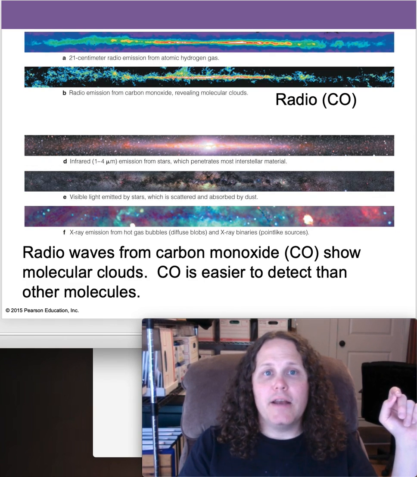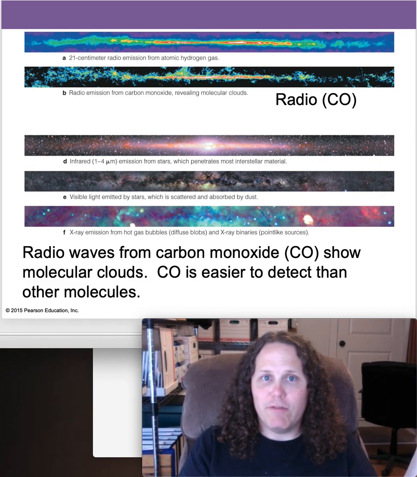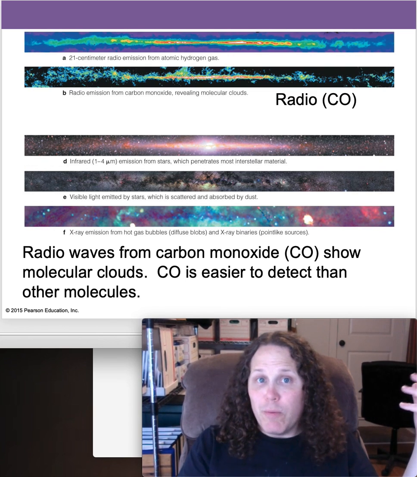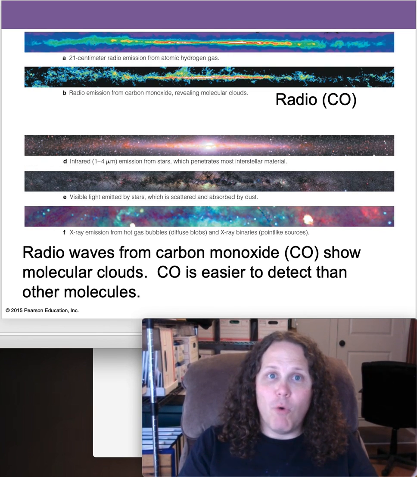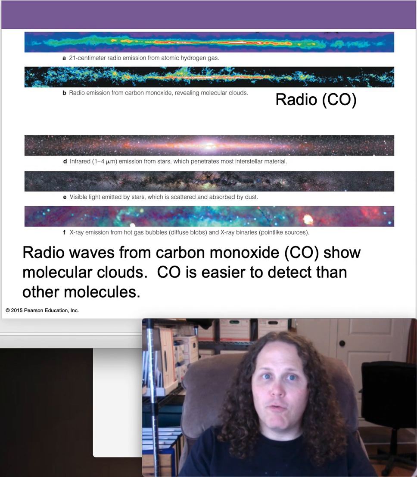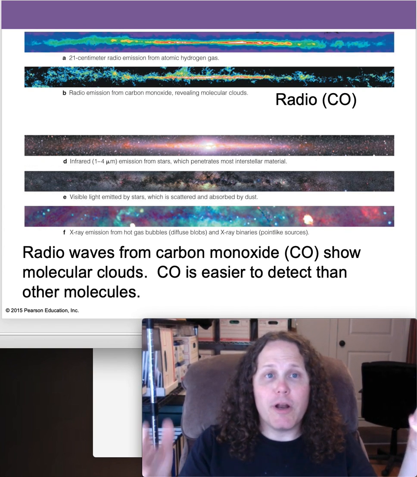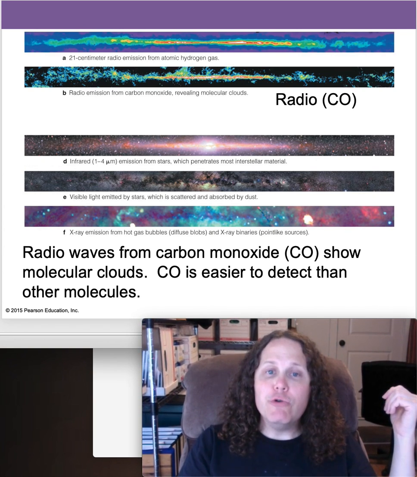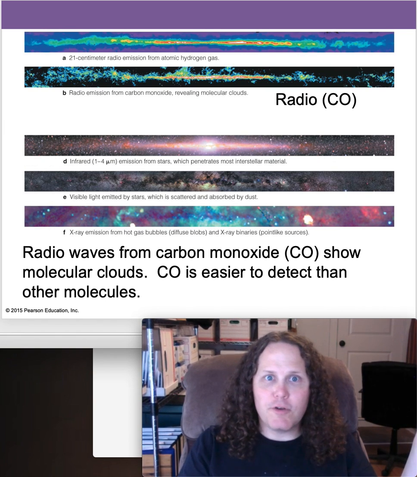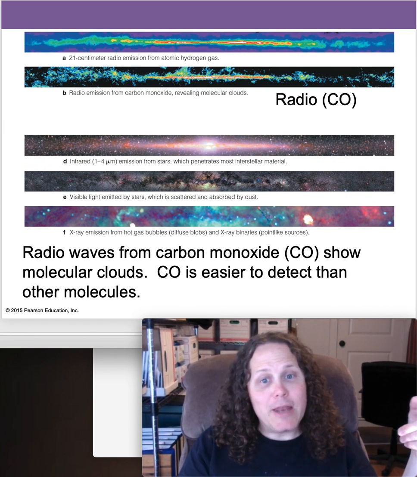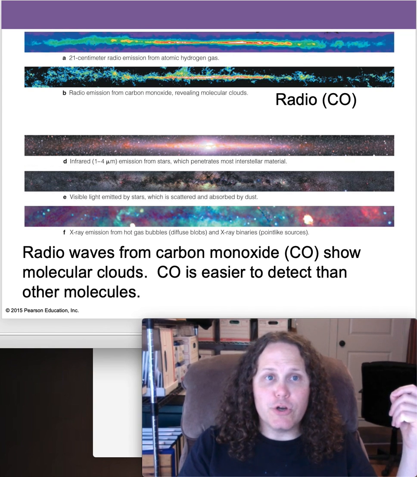Carbon monoxide also emits specific wavelengths of radio waves. Carbon monoxide is a molecule that forms when clouds get cool enough to form new stars, and has the added bonus of being easy to detect and very abundant. So astronomers use carbon monoxide as a tracer for new star formation. Where you see lots of carbon monoxide, there has either been or will soon be new stars.